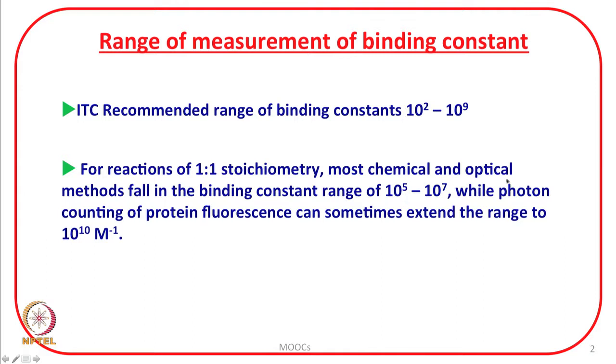For reactions of 1:1 stoichiometry, most chemical and optical methods fall in the binding constant range of 10 raised to the power 5 to 10 raised to the power 7. And whereas if you use the fluorescence, you can extend this range to 10 raised to the power 10. We have already discussed how to use fluorescence in estimating the value of binding constant.